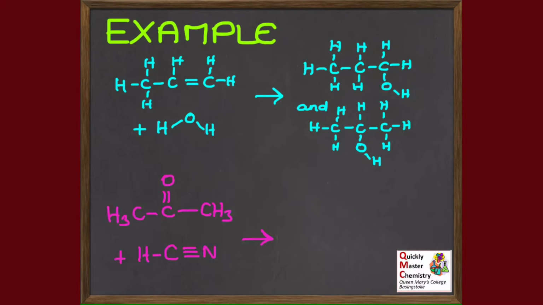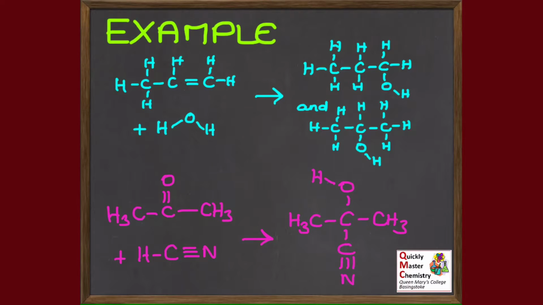attach. Second example, this time not with a carbon-carbon double bond in the organic molecule, but a carbon-oxygen double bond, again allows addition. That double bond can turn to a single bond, allowing the HCN to be added to the molecule with an H at one end of the double bond and the CN at the other end of the double bond.